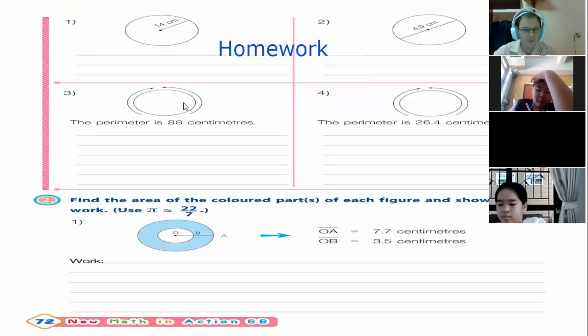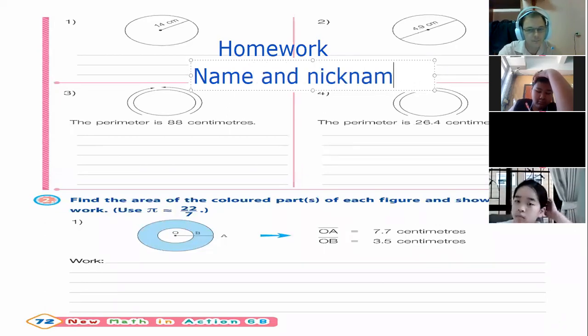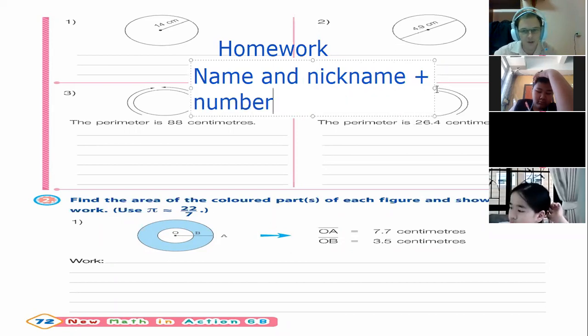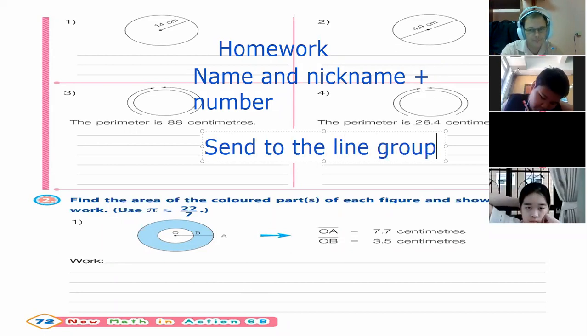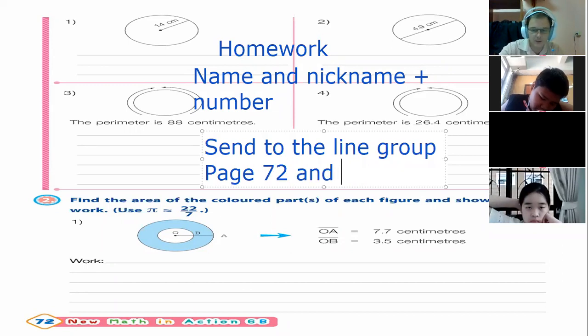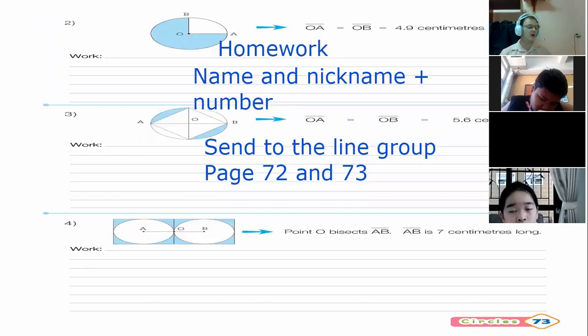When you're finished with the homework, please remember to send it to the Line group. Write your name and nickname plus your number on each page and send it to the Line group. I did not want to do homework today, but this will be our only option now. Page 72 and 73 we'll have to do for homework. I expect that homework to be in the Line group before Friday.